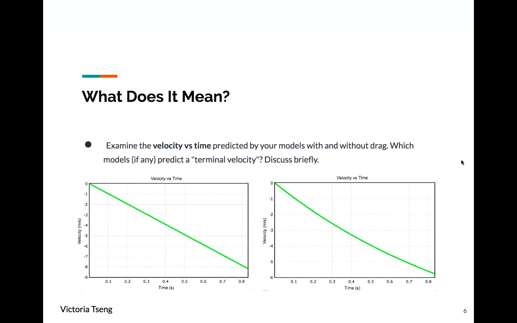We are asked to evaluate the velocity graphs produced by our codes. The gravity-only graph is constant, whereas the gravity and drag graph has a slight curve. The gravity and drag graph better predicts terminal velocity because a graph that is slightly curved must eventually level off, which means that terminal velocity has been reached.